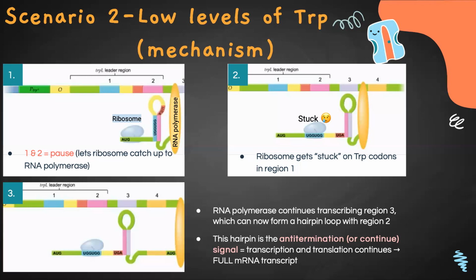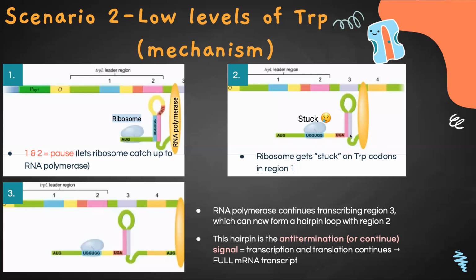Anything else? Yes. Because in my notes, it said the ribosome is going to slide to region 2 and disrupt the interaction between 2 and 3. How does it do that if it's stuck? It disrupts 2 and 3, conforming, allowing the 3-4 hairpin to form.